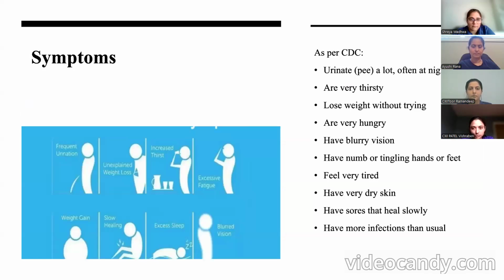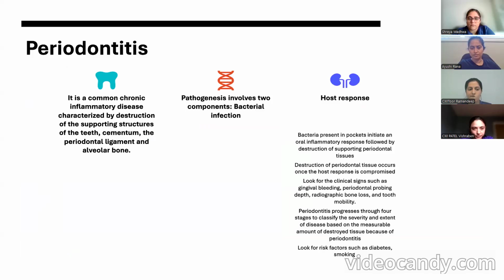So these are the symptoms as per CDC. Urinate a lot, often at night. They are very thirsty, lose weight without trying, very hungry, have blurry vision, have numb or tingling hands or feet, feel very tired, have very dry skin, have sores that heal slowly, have more infections than usual.